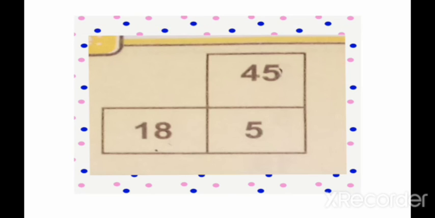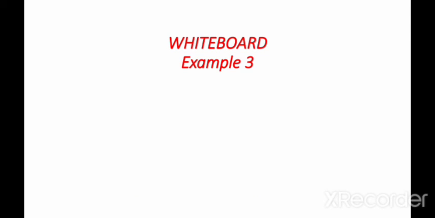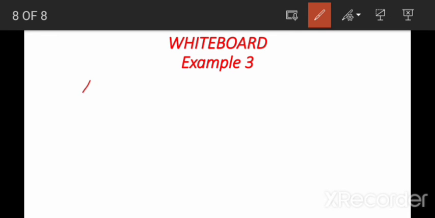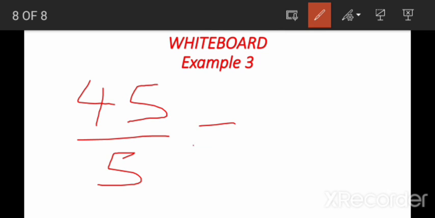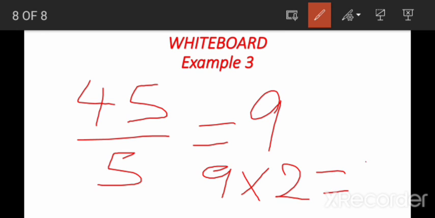We have it when, assuming 18 was not given to us, we have it as 45 divided by 5. 45 divided by 5 gives us 9. Then 9 times the imaginary 2 gives us 18.